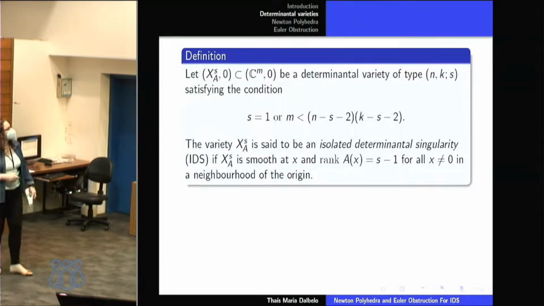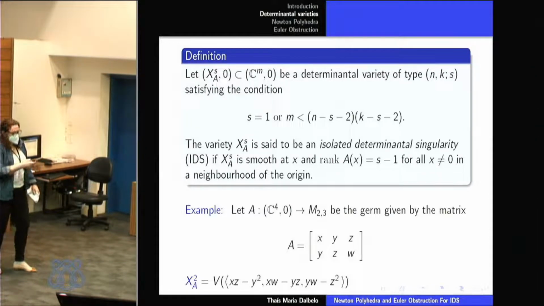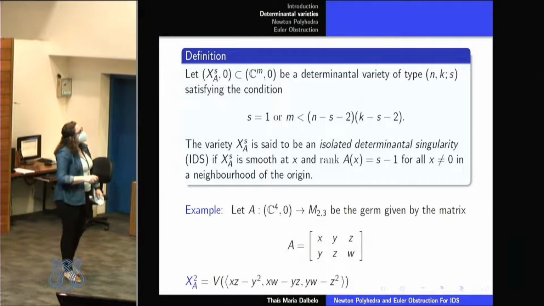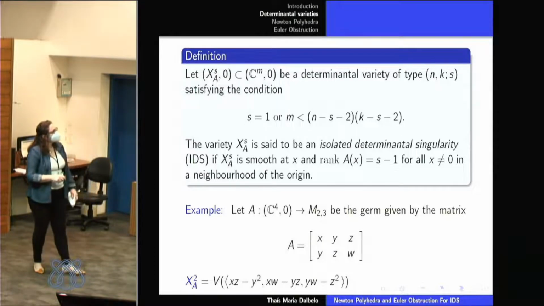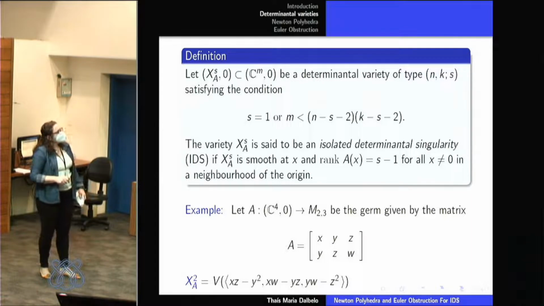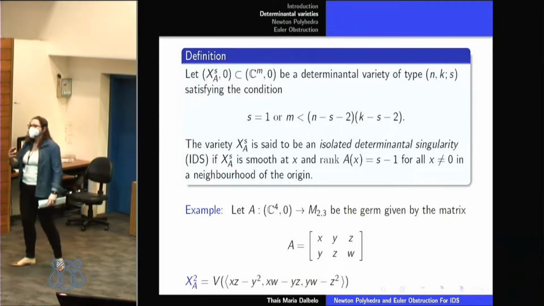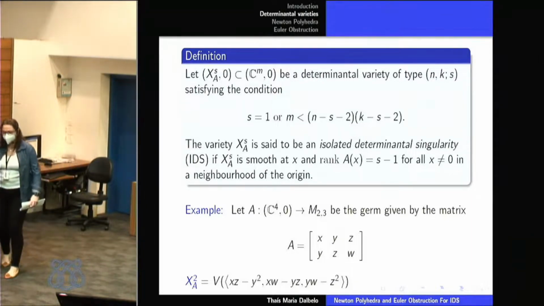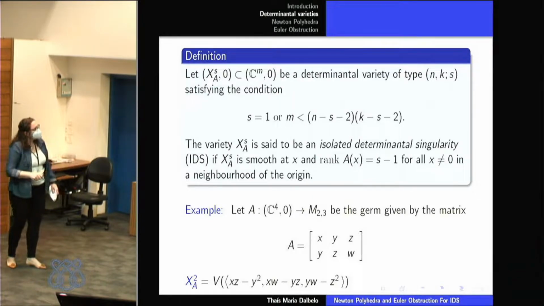For instance, if you consider this map here and the matrix given by this map, then in this case we have 3 2x2 minors that are these binomials here.